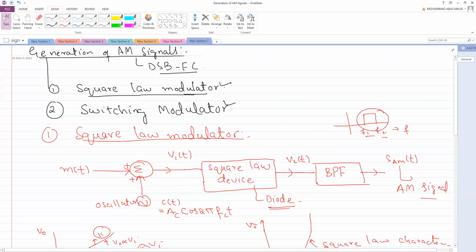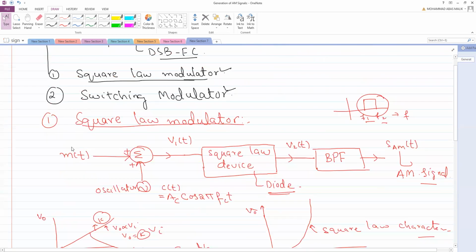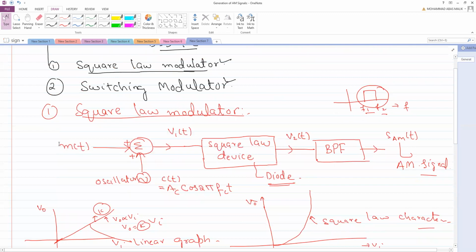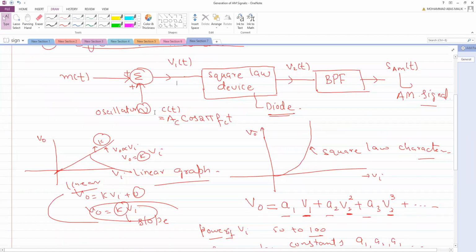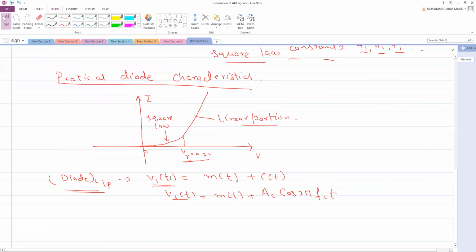Why am I saying this input to the diode, that's V1 of t, is this? The reason being, you can conclude this from here. I'm saying m of t is your signal. It will be added with the oscillator output, that's your carrier signal. After the addition of these two, you will get V1 of t, and V1 of t is the input to the scalar device. That means V1 of t is the input to the diode, and the output you are getting is V2 of t. That's what I'm saying here, that V1 of t will always be equal to m of t plus c of t. Yes. So V1 of t is your m of t message signal, and c of t is Ac cos of 2 pi fc t. That's it.